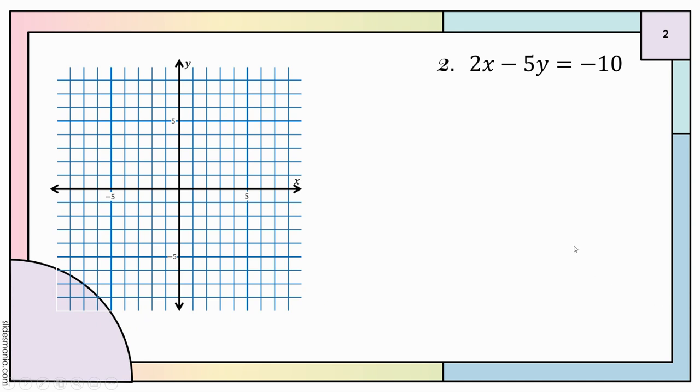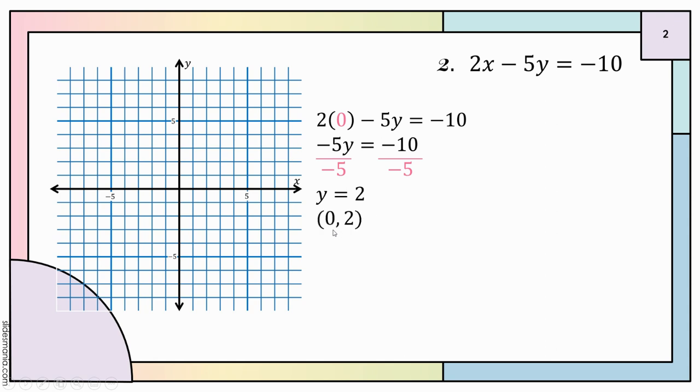Number 2, put 0 in for x. 2 times 0 is 0. So that leaves us with negative 5y equals negative 10. So then I would divide both sides by negative 5. A negative divided by a negative is positive. So I'm getting y equals 2. So write that answer as an ordered pair.